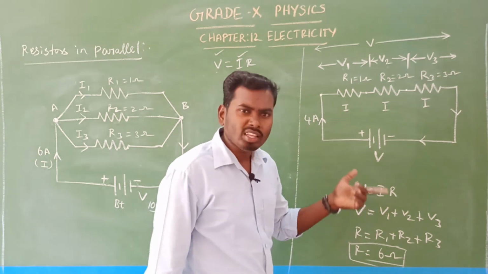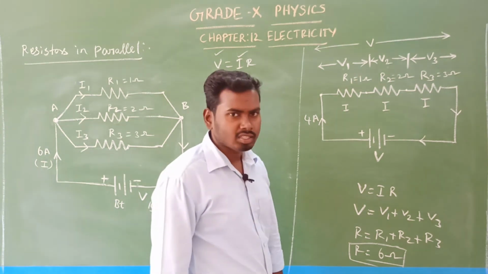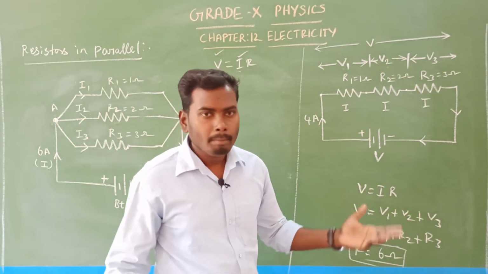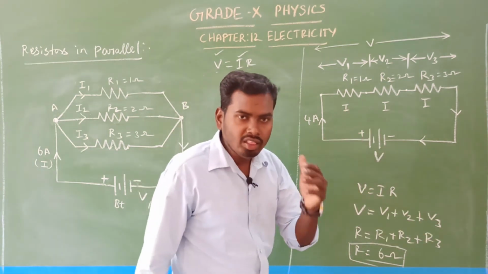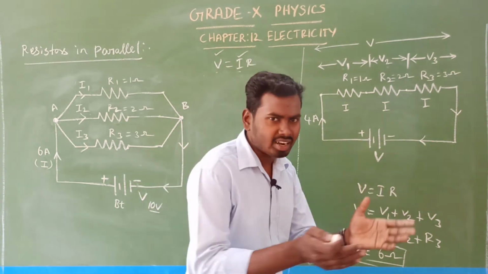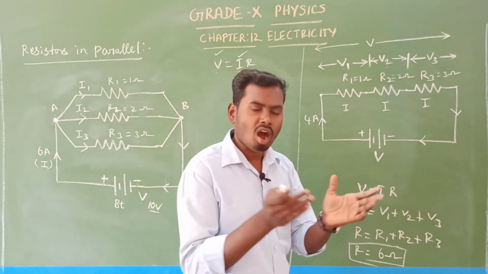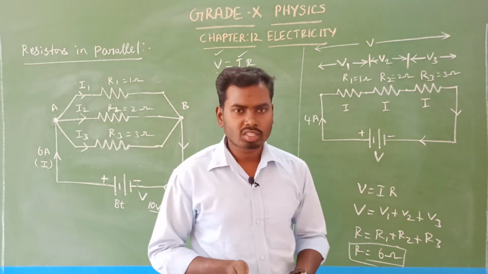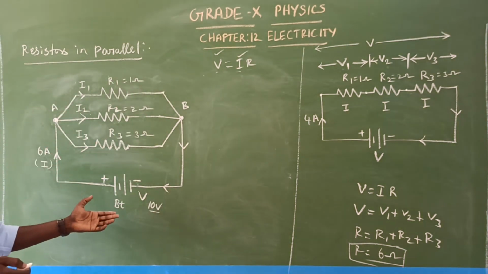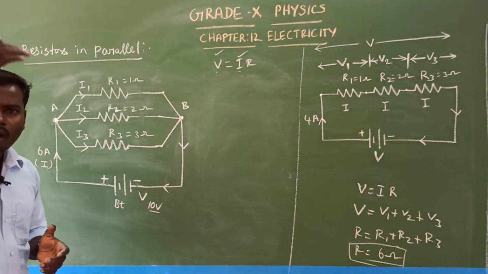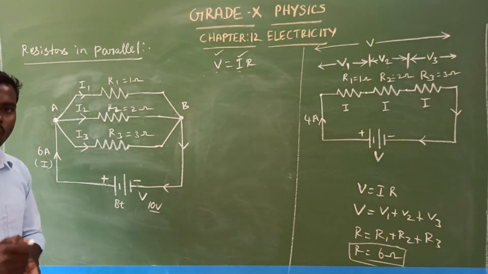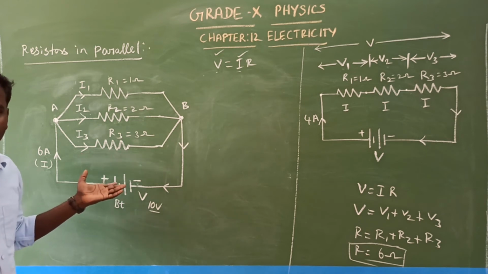In series combination, what is total resistance, sir? Just add all the resistance values, and we can get the total resistance value, because in series combination all the resistances are connected one after one. So we can easily add all the resistance values to get the total resistance. But in parallel combination, the resistors are connected one below one. How can we add, sir? We cannot add, sir.